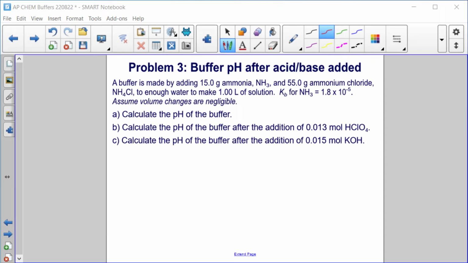Problem 3, buffer pH after an acid or base are added. A buffer is made by adding 15 grams of ammonia and 55 grams of ammonium chloride to enough water to make 1 liter of solution. Kb for the base is 1.8 times 10 to the minus 5. A, calculate the pH of the buffer. B, calculate the pH of the buffer after the addition of 0.013 moles of HClO4, strong acid. C, calculate the pH of the buffer after the addition of 0.015 moles of KOH, or strong base.